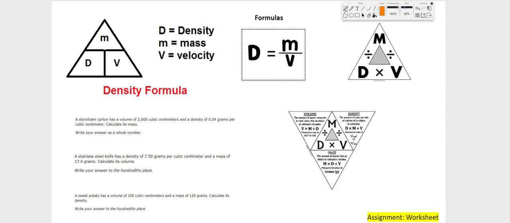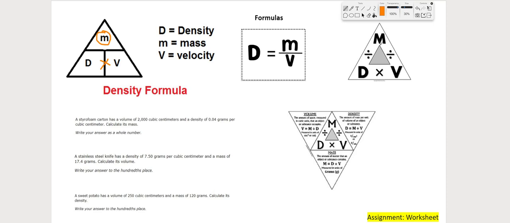Now, let's say I'm looking for volume. They ask you what volume will be. I circle volume, and notice what I have: mass divided by density. So that will be the formula to find out what volume will be. Now, let's say we're looking for mass. What is the mass of an object? Notice what we have left over: D and V. This line that goes across is multiplication. So you will multiply D times V to be able to find mass.